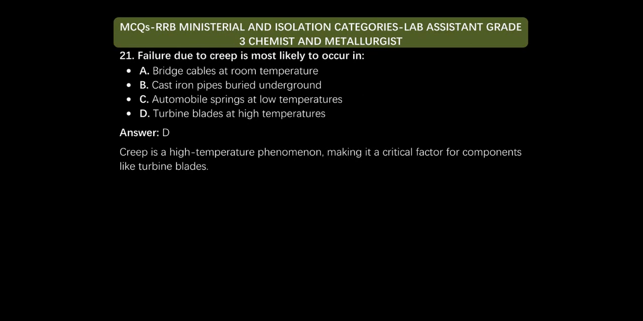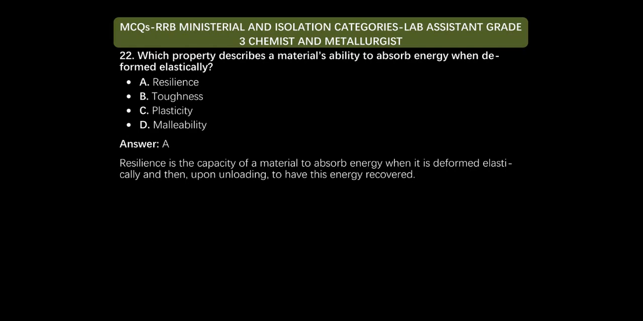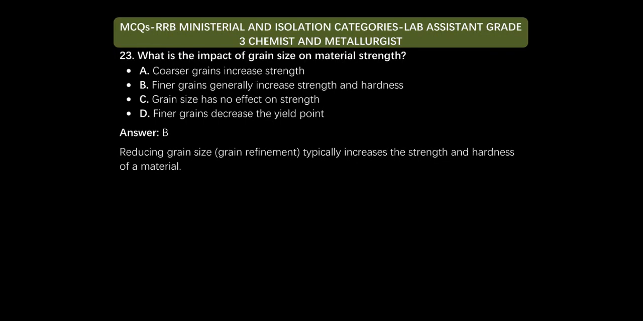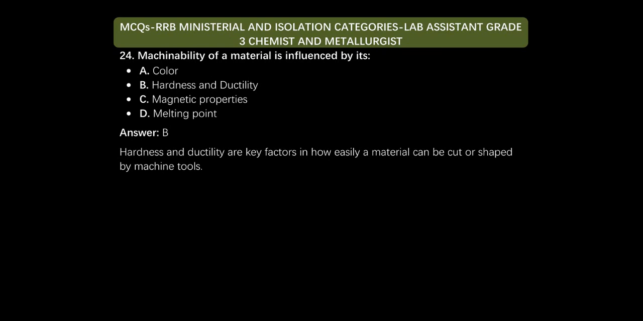Failure due to creep is most likely to occur in, option D, turbine blades at high temperatures. Which property describes a material's ability to absorb energy when deformed elastically? Elasticity. Option A. Resilience. What is the impact of grain size on material strength? Option B. Finer grains generally increase strength and hardness.